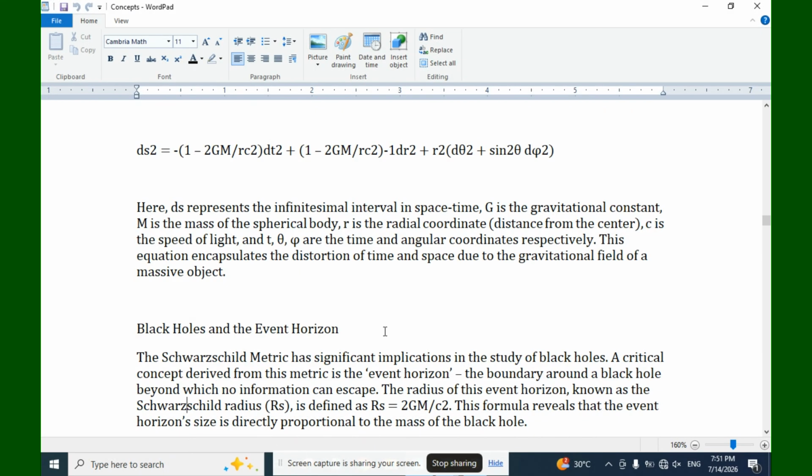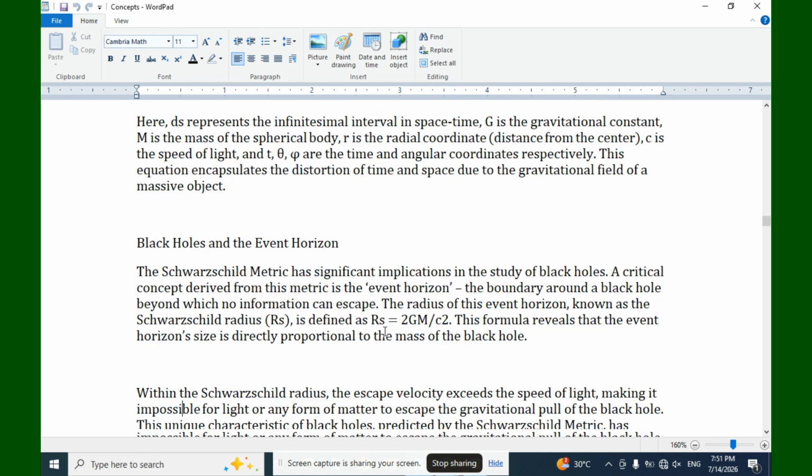G is the gravitational constant. M is the mass of the spherical body. R is the radial coordinate distance from the center. C is the speed of light, and t, theta, and phi are the time and angular coordinates, respectively. This equation encapsulates the distortion of time and space due to the gravitational field of the massive object, the black holes, and the event horizon.